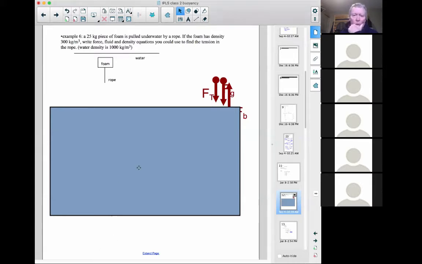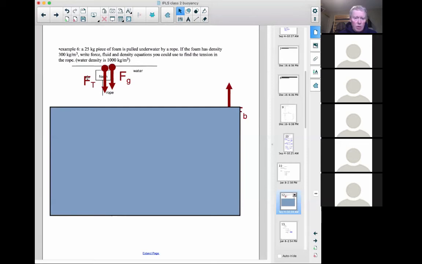All right, so you've had a moment or two there. Let's start just with the force diagram. Just make sure we're on the right track there. Obviously, the Earth pulls down on the block of foam. Strings can only pull, they can't push, so the rope is going to be pulling down. And finally, buoyancy is always upwards, so there's an upwards force of buoyancy here. So that's the force diagram.